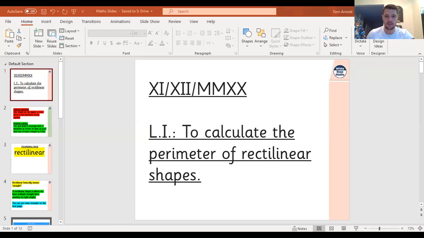Hello, Year 4. Today in maths, we are going to carry on with our focus on perimeter, but this time apply it to rectilinear shapes. Okay, so a little bit more complex. If we're not too sure what that term means, we're going to be focusing on it to begin with. I'm just going to share my screen with you so you can see the PowerPoint.